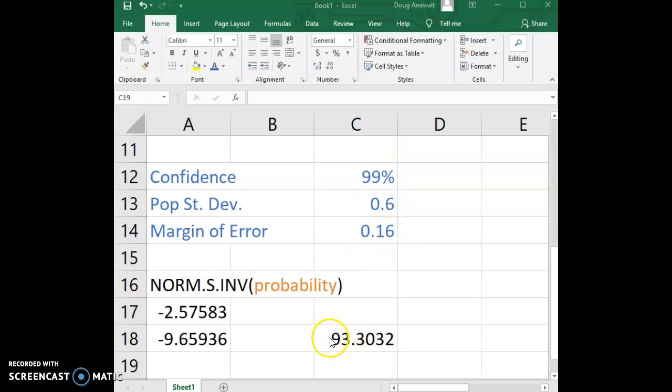You can't have 93.3 in your sample. We need a whole value. We have to round upwards, so we have at least 93.3, so 94 would be the minimum sample size.